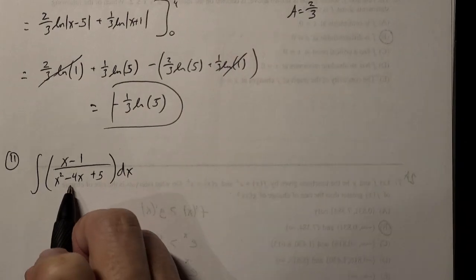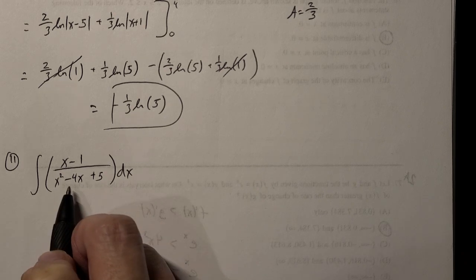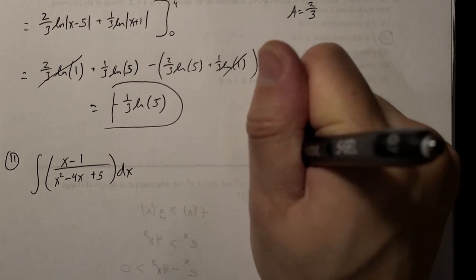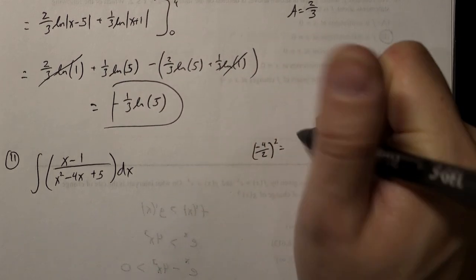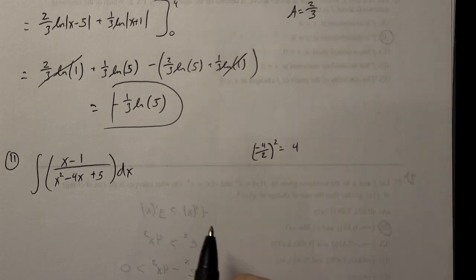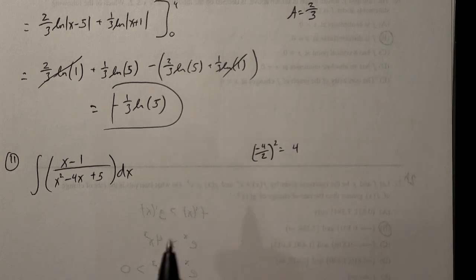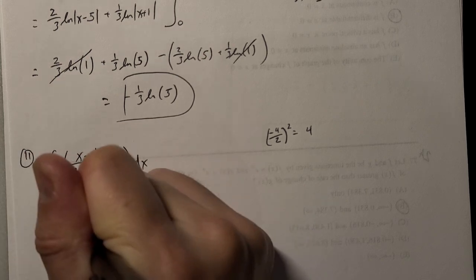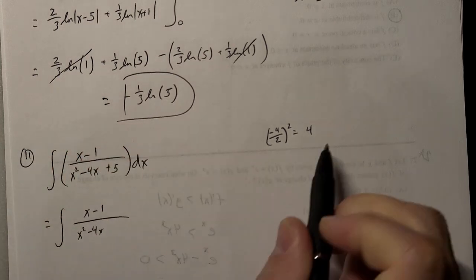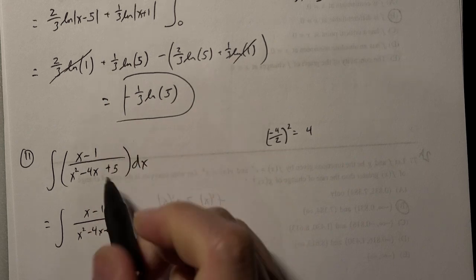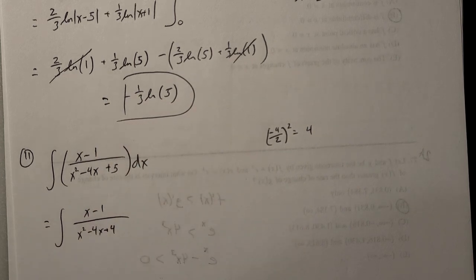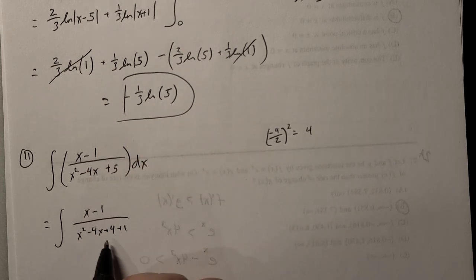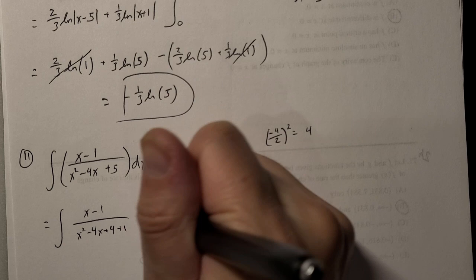So how do we do that? For this quadratic term, to complete the square, we take the term in front of the x, so minus 4, divide by 2, and we square it. So that is equal to 4, because it'll be negative 2 squared, which is 4. So let's rewrite this as x minus 1 over x squared minus 4x. We want this term plus 4, but to make it equal, because we can't just say this, these are not equal, it was originally a plus 5, so we need 4 plus 1. So let's write it like this.